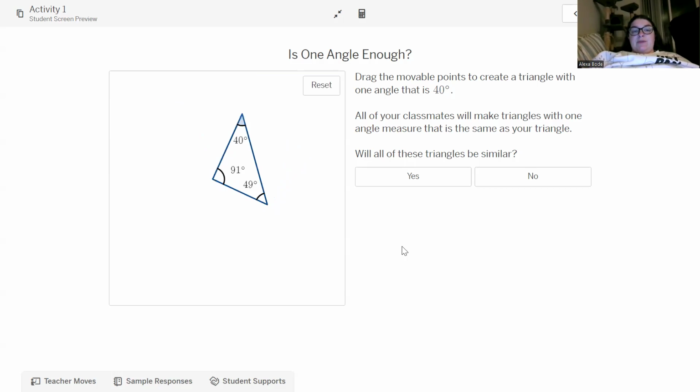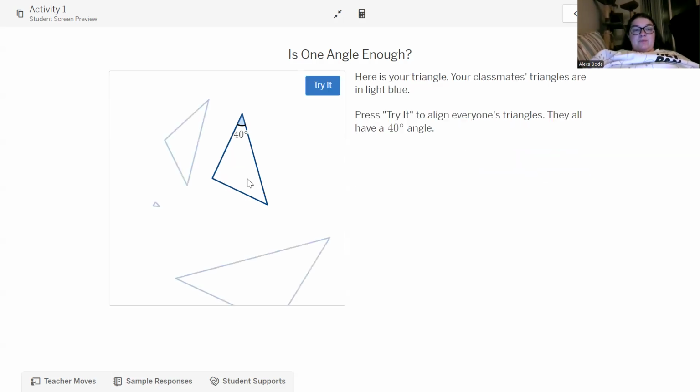Do you think all of these triangles will be the same? Again, everyone, the only thing you are making sure of is that one angle is 40 degrees. It does not matter what the other two are. Do you think these ones will be similar? Again, go ahead, select. What do you think? And we are going to try it.